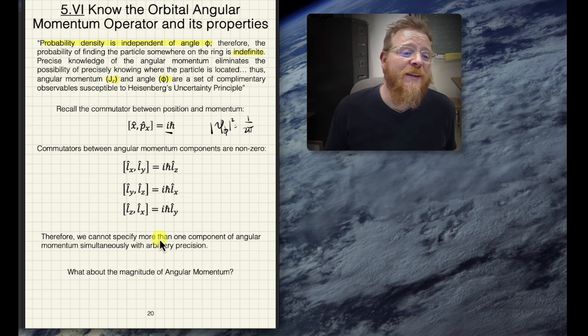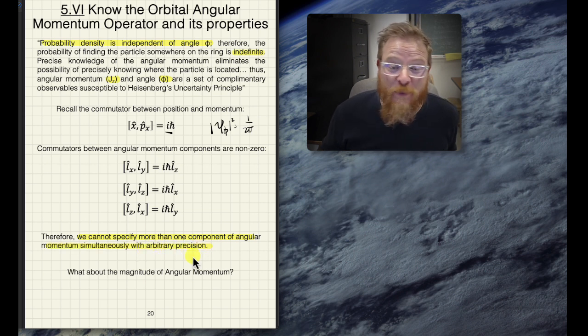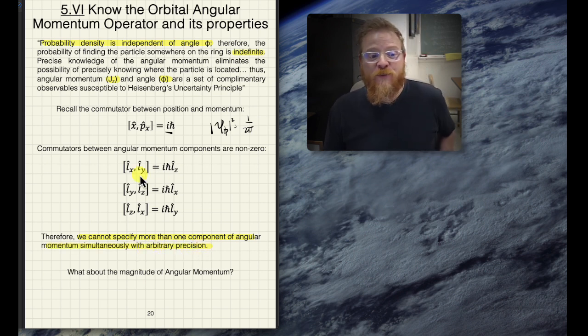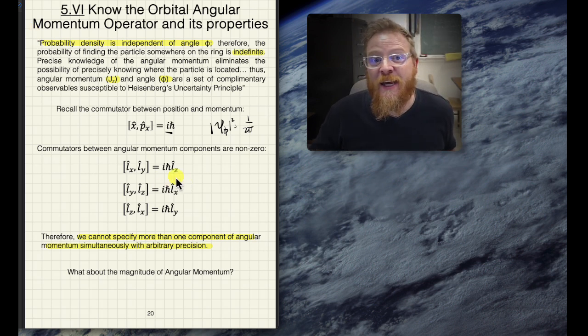So what this means is we can't specify more than one component of angular momentum simultaneously with arbitrary precision. If we try to do that, we're just going to end up with uncertainty in the other dimension.